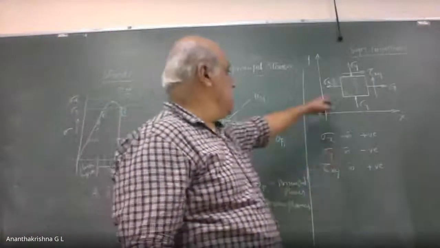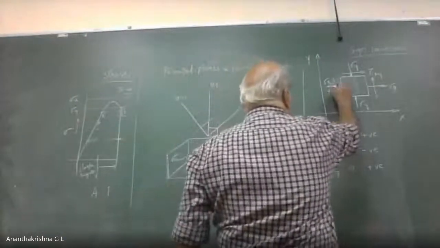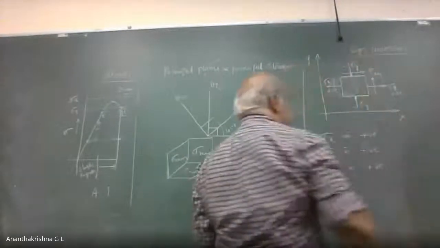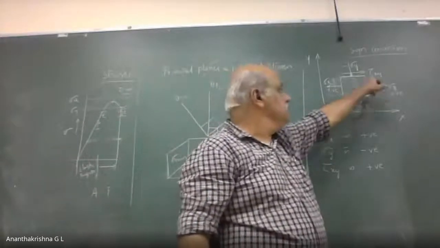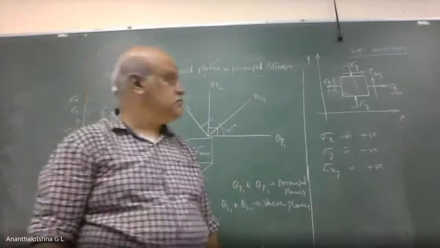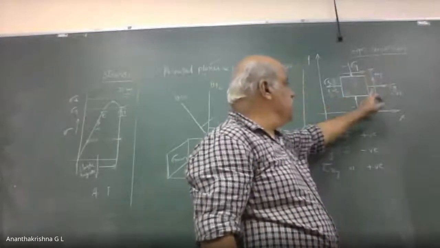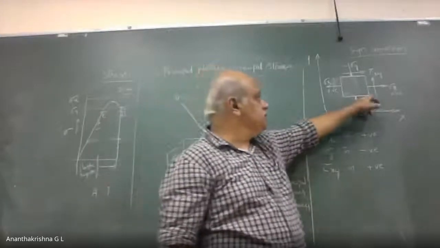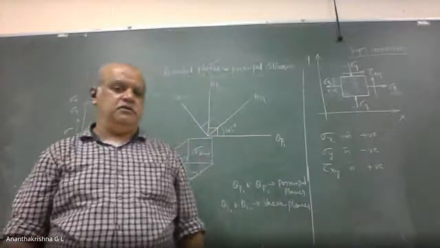Positive normal stress acts outward. So that means here sigma x is positive. And this is negative, sigma y is negative. And positive shear stress acts upward on the right face of the element.